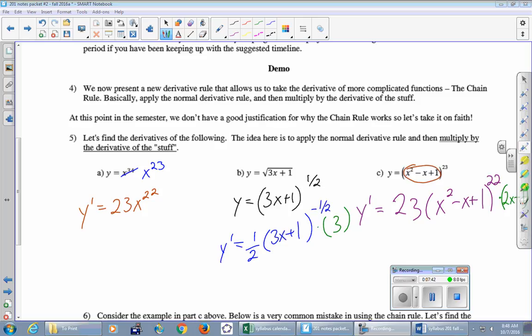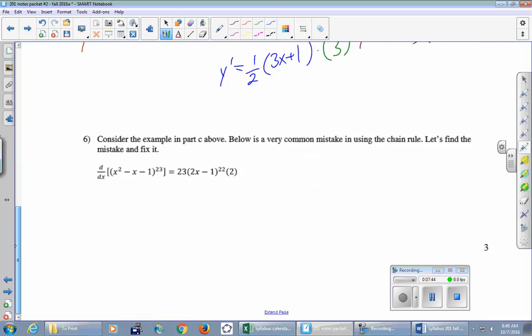Okay, so that is the chain rule. Let's come down here to number 6. It says, consider the example in part C above. Below is a very common mistake in using the chain rule. Let's find the mistake and fix it. Starting with the original from part C, x squared minus x plus 1, all to the 23rd. So what comes down in the front? 23, and then what is this? Well, what is that from the original? That's the derivative of the stuff, right? So we put the derivative right in there.